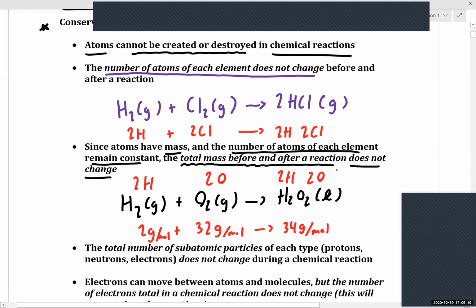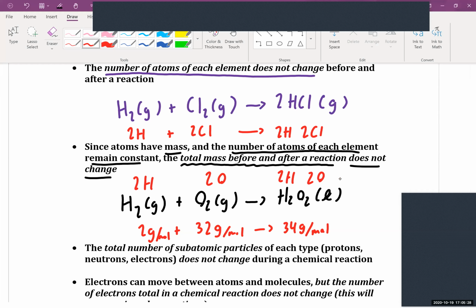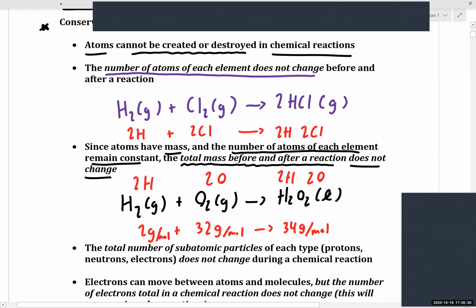And the reason for that is that the atoms of each element on the reactant and product side are identical. Does this idea of conservation of mass look familiar to everyone? Any questions so far? Is everyone able to hear me okay? Any questions on this example?